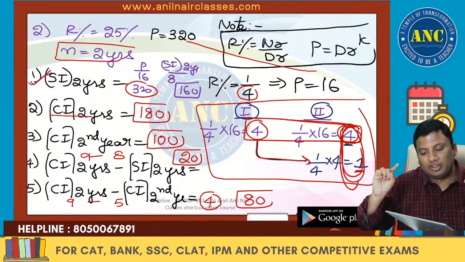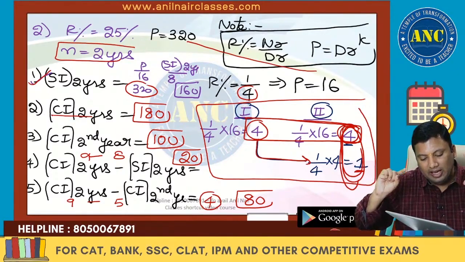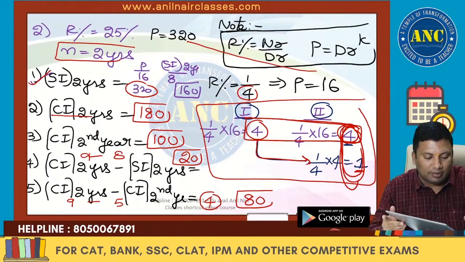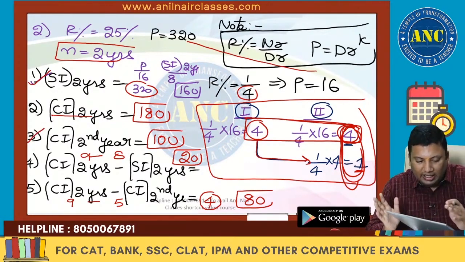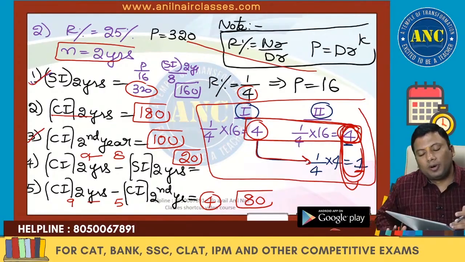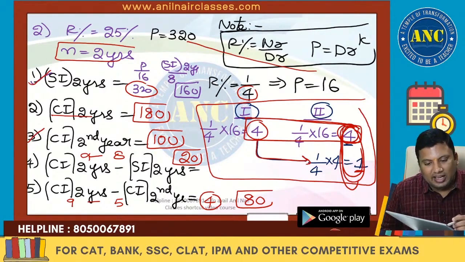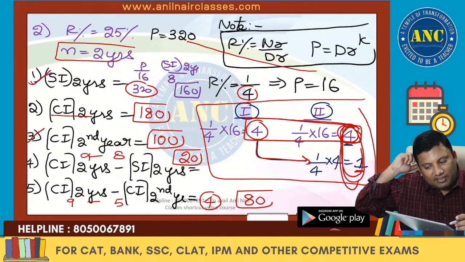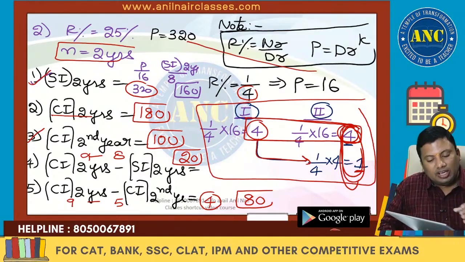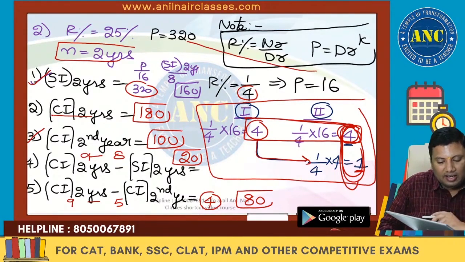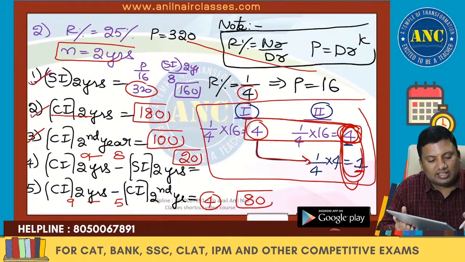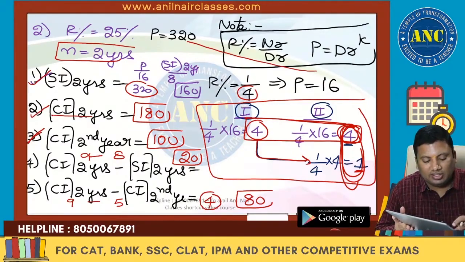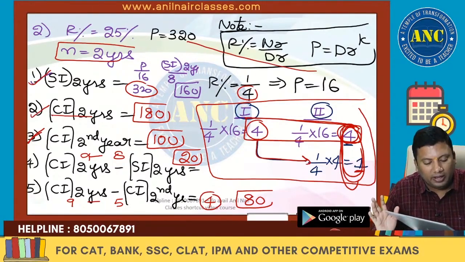16 is becoming 320, so 5 into 20 is nothing but 100. Total it is 4 plus 4 plus 1, which is 9. 9 into 20 is 180. I hope CI for 2 years is given, and the difference you can also calculate. I hope it is clear.